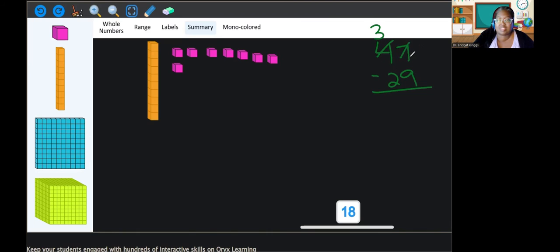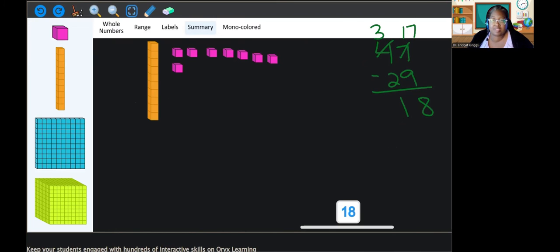So 10 plus the 7 that was already there makes 17. So now we can subtract. So 17 minus 9 is going to give us 8. And 3 minus 2 will give us 1. So as we see with both the base 10 blocks as well as just working out the problem in a standard format, we get 18.